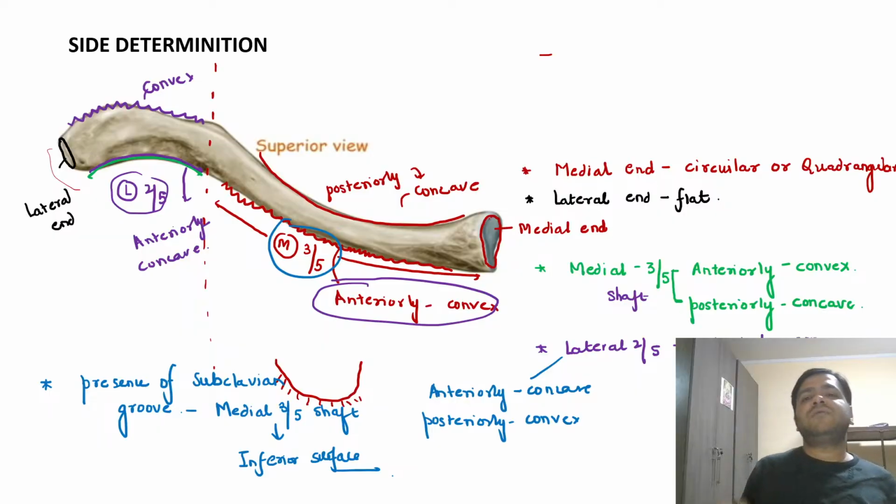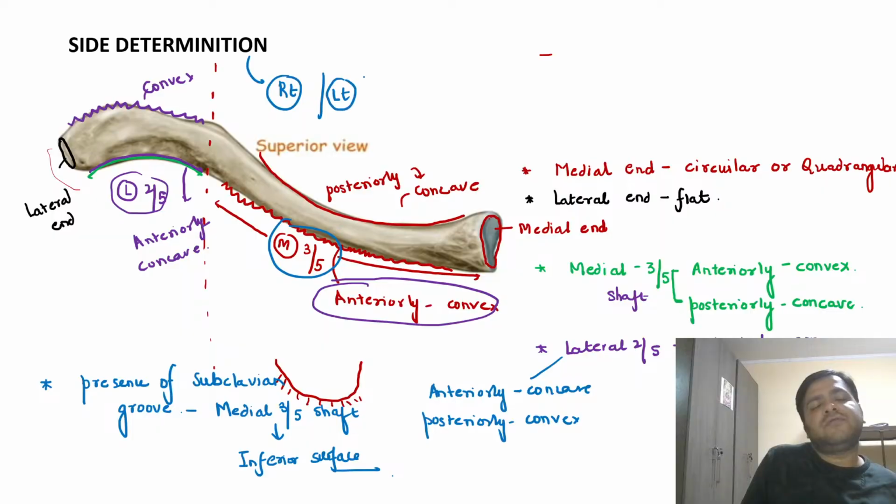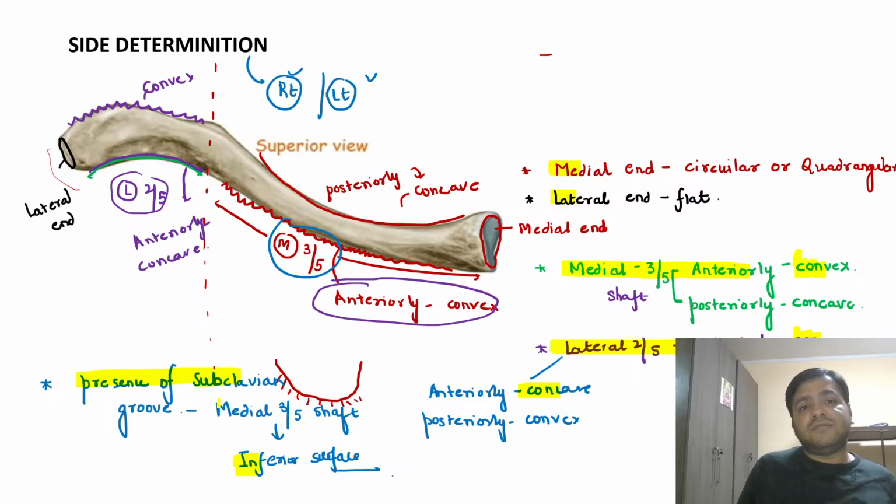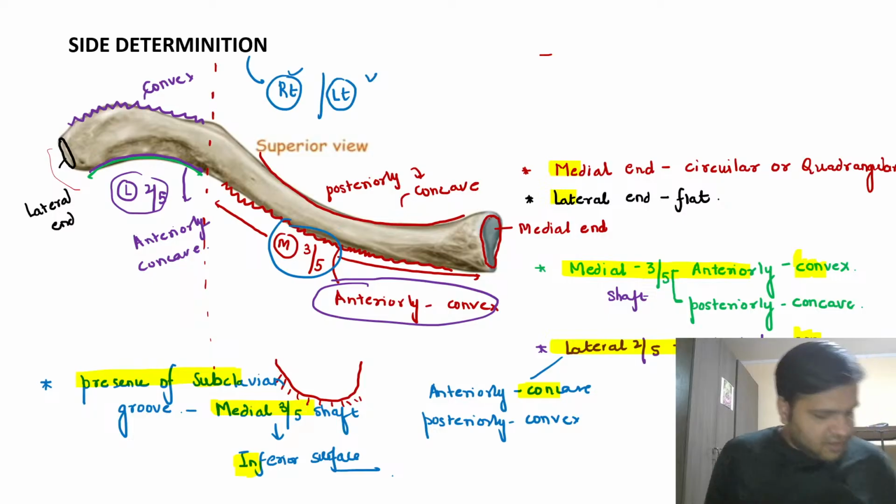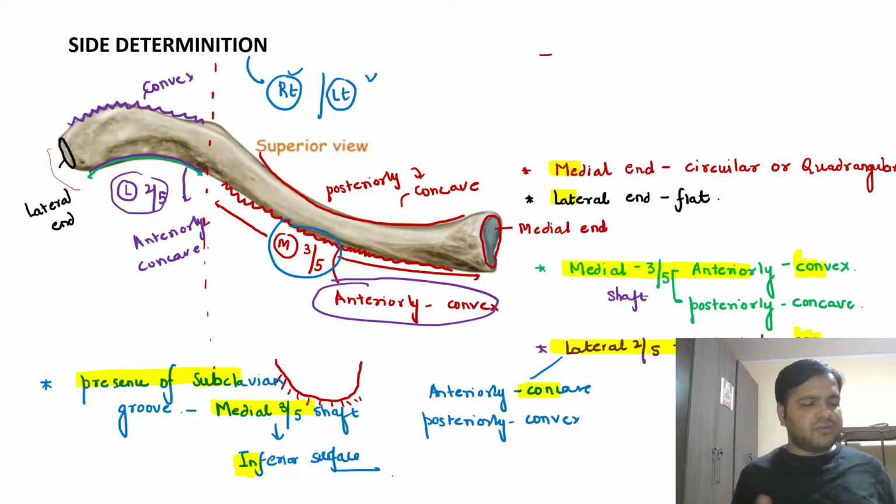So that was regarding the side determination. How can you define or see whether the clavicle is right or left, right? So these are the 3, 4 points that you guys have to remember. All the points, the medial end, the lateral end, the medial 3/5 anteriorly and the lateral 2/5 anteriorly. You should know these are convex and concave, right? And the presence of the subclavian groove on the inferior surface of medial 3/5 shaft. Yes, very good, Shiv. Now coming on to the next part.